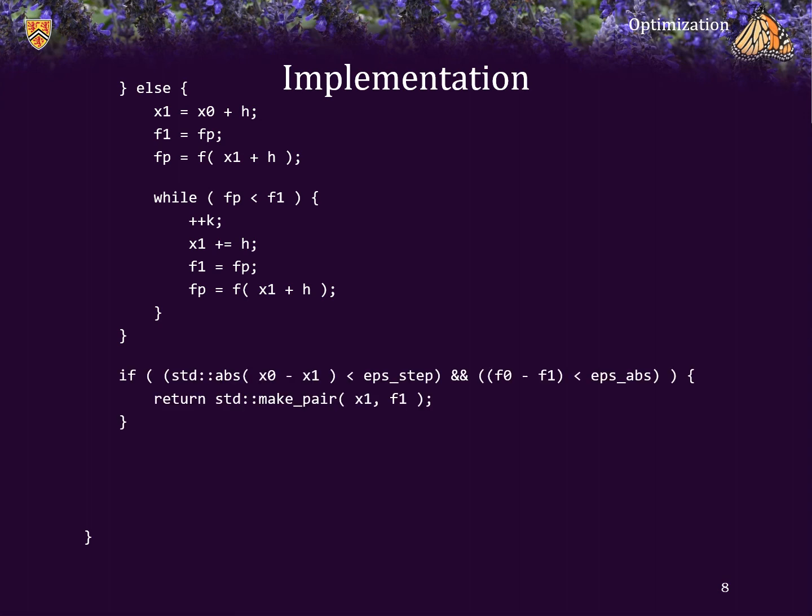Having finished these two, we make sure that the distance between the current approximation and our previous approximation is sufficiently small, and we make sure that the difference between the function evaluated at the previous point and the function evaluated at the current point is sufficiently small. If both these conditions are true, we return x1 and f1 as the minimum of this function. Otherwise, we set x0 and f0 to be x1 and f evaluated at x1. We divide h by 2 and carry on with these two new points. Now, if we finish looping, that means we did not find a minimum, and therefore we return not a number as a pair.